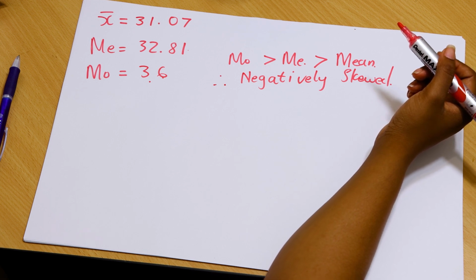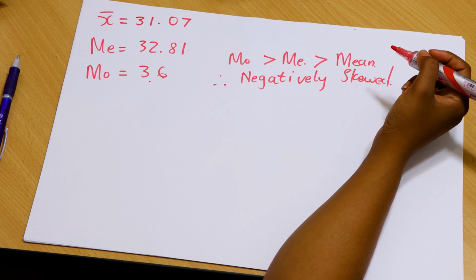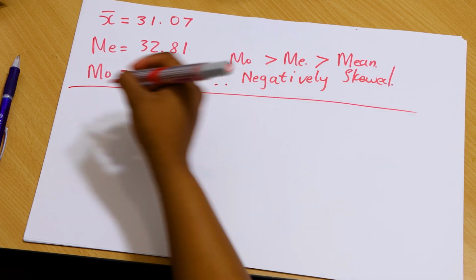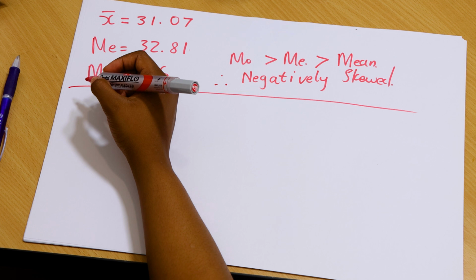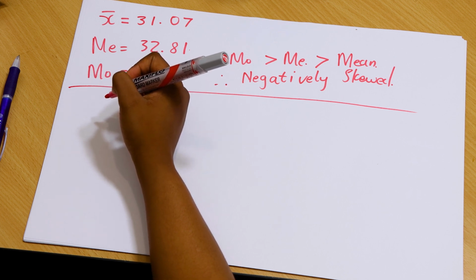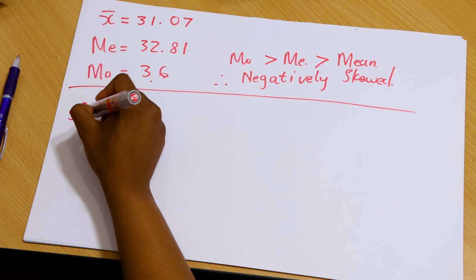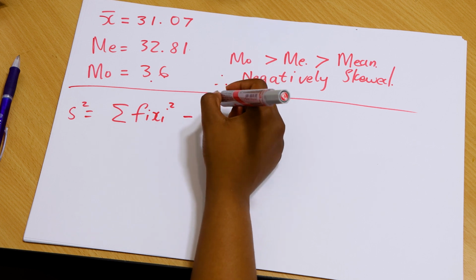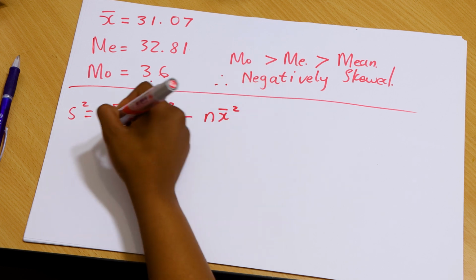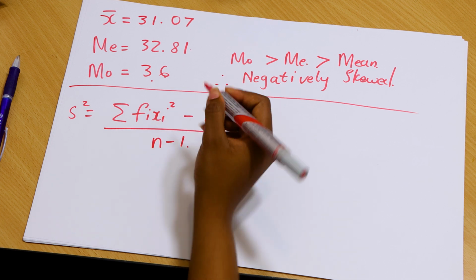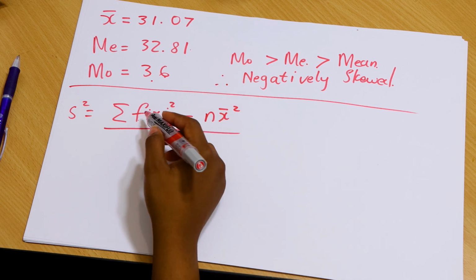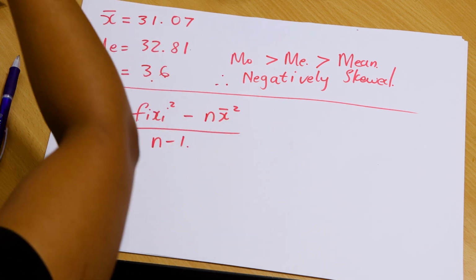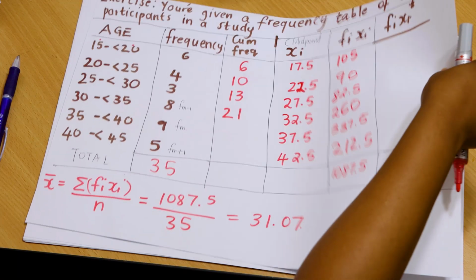Okay, and then the next question, calculate the standard deviation. When they ask you for the standard deviation, you have to find the variance first. The variance is given by the sum of fixi squared minus n times the mean squared, divided by n minus 1. To make this easy, to find the sum of the product of frequency and the midpoint squared, we have to use the table to avoid mistakes.